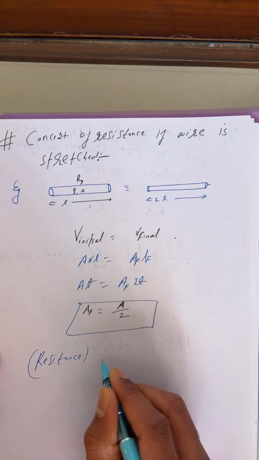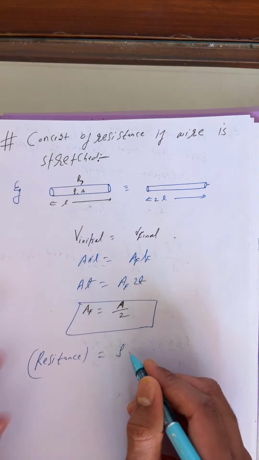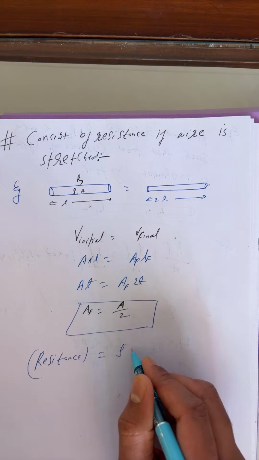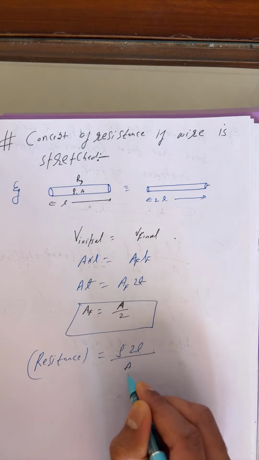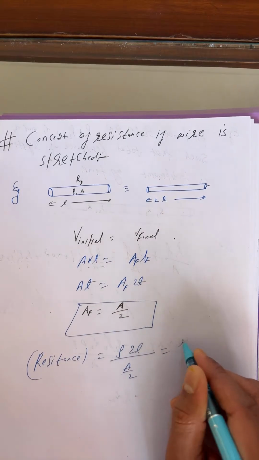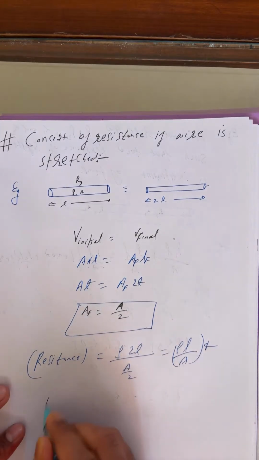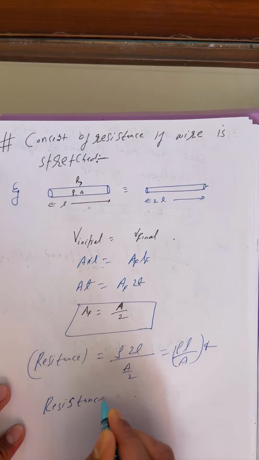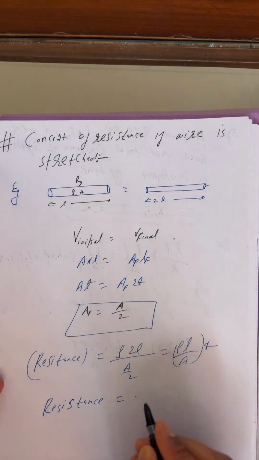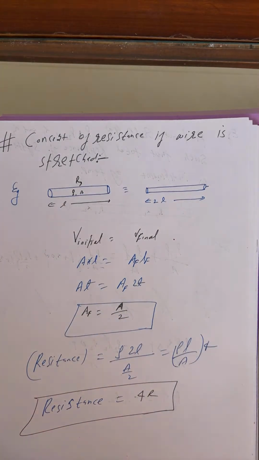So beta, what is the resistance now? Rho is the nature of the material. L is twice, and the area, what is the final area? A by 2. So the resistance is rho L by A into 4, that is 4R. So the final resistance is 4 times of R.